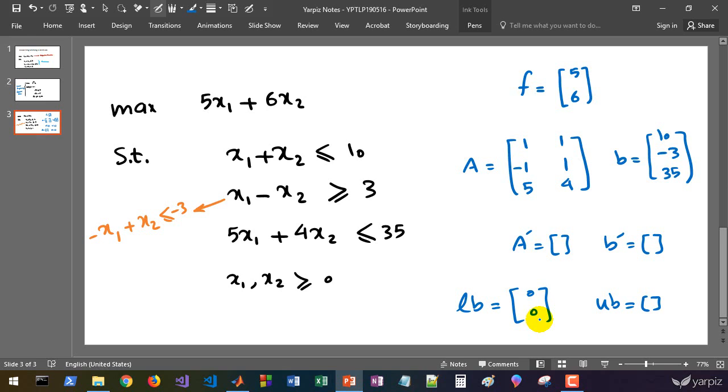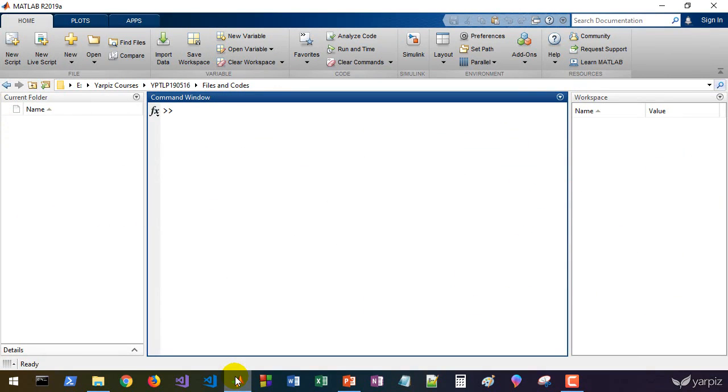Okay, now we're ready to implement our model in MATLAB, and let's define our matrices. F equals 5 and 6. You can define it as a vertical or horizontal vector. They are quite the same, and we choose here to define coefficients of the objective function as a horizontal vector.